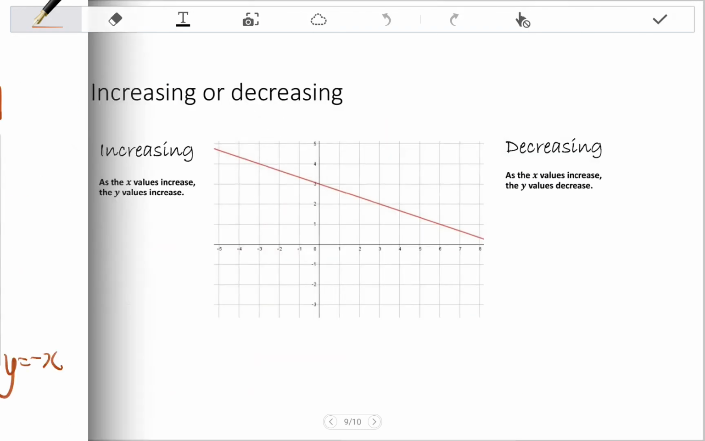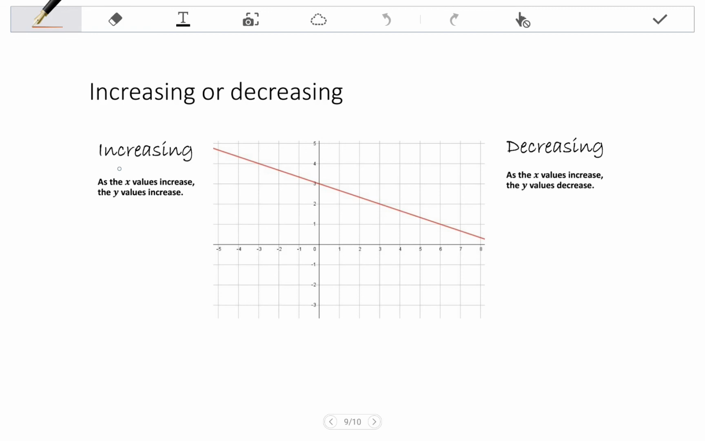So what I would like to do now is just quickly revise increasing or decreasing. Now increasing and decreasing, we read from left to right. So to understand whether a graph is increasing means that as the x values increase, so we read from left to right, what is happening to the y values? If the graph is increasing, it means the y values are increasing. So the graph increases where the y values increase.